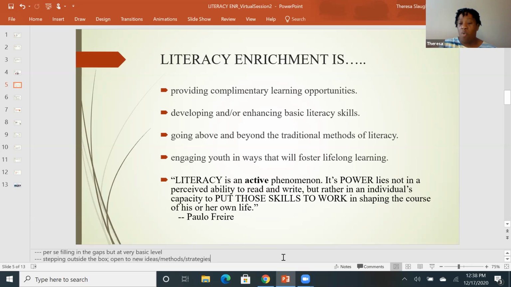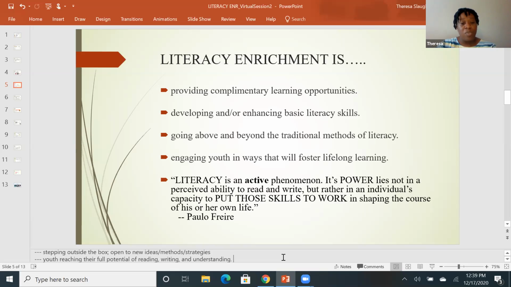Being open to new ideas, new methods, new strategies, getting away from just having kids pick out a book, go to a corner or to a spot and then read. There's nothing wrong with that, nothing wrong at all. I just want you to think in a different way. It's engaging youth in ways that will foster lifelong learning, helping kids reach their full potential in reading, writing, and understanding. It means providing opportunities where kids are able to do that beyond your program. Some kids graduate from your program when they hit the eighth grade, and some of you may have kids that go all the way up until they are seniors in high school. But we want them to go beyond your program, beyond their years of high school.